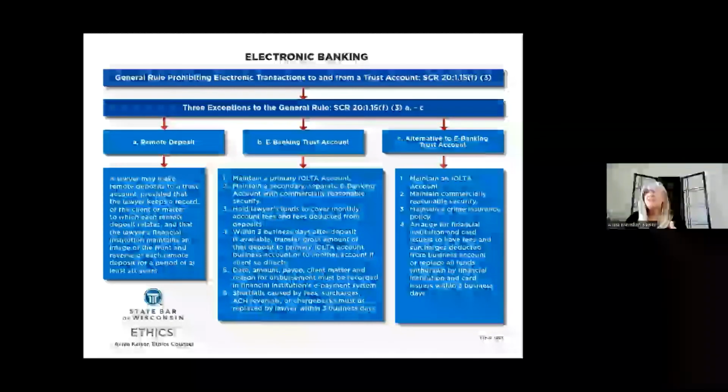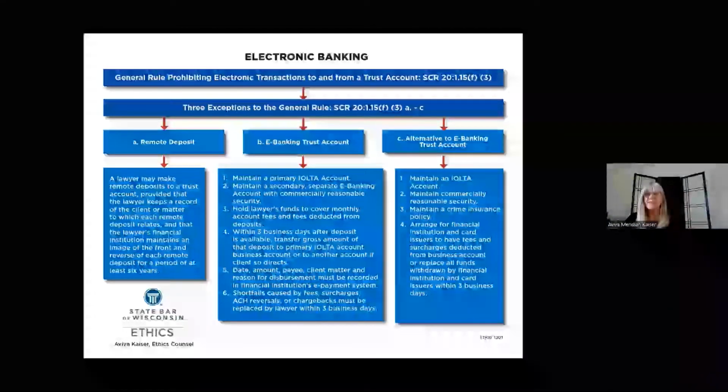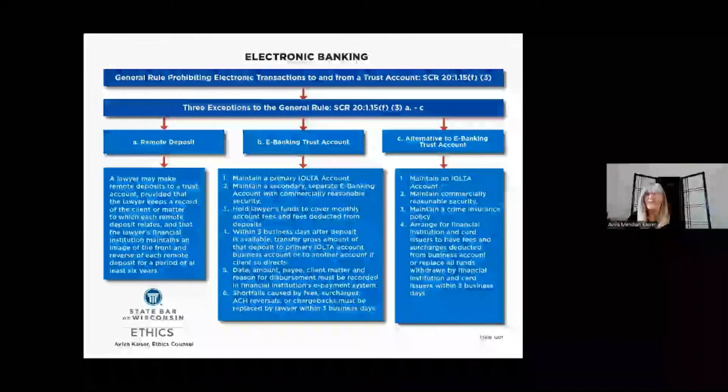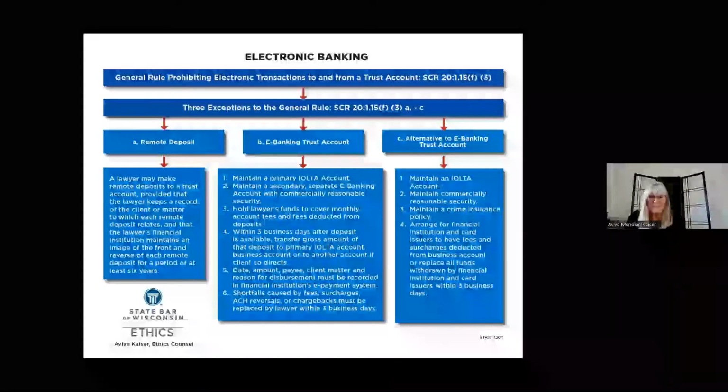So the purpose of this chart is to introduce us to the general rule prohibiting transactions that are electronic into and out of your trust accounts, and to introduce you to the three exceptions to that general rule. Those three exceptions are remote deposits, the e-banking trust account, and the alternative to the e-banking trust account. Remote deposits are those deposits that are checks that can be electronically imaged and deposited into your account.